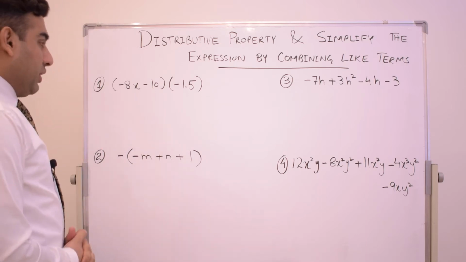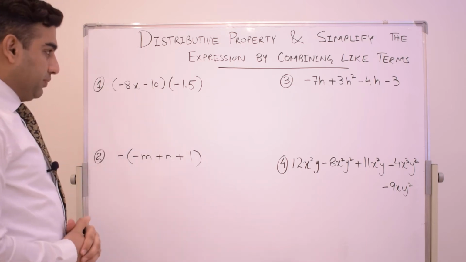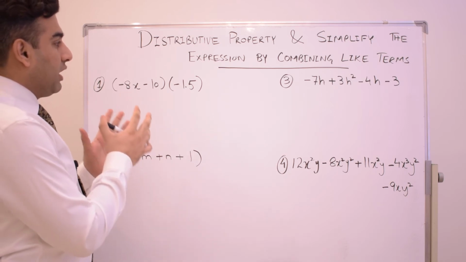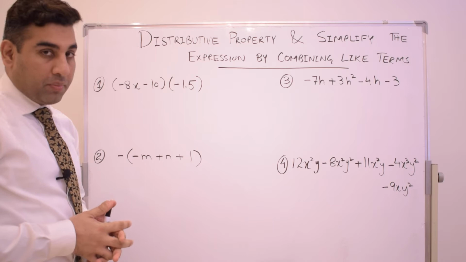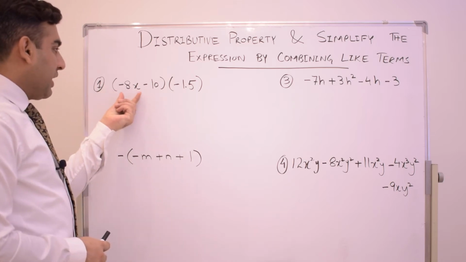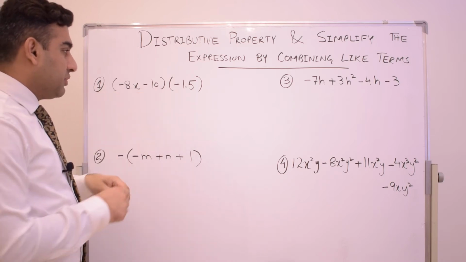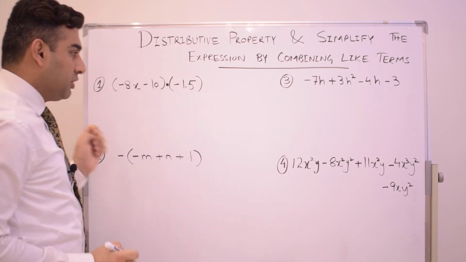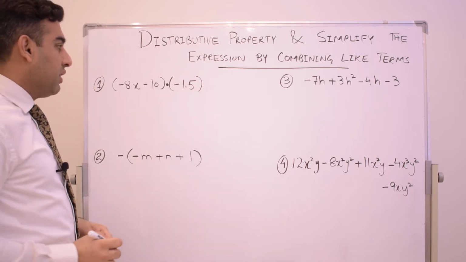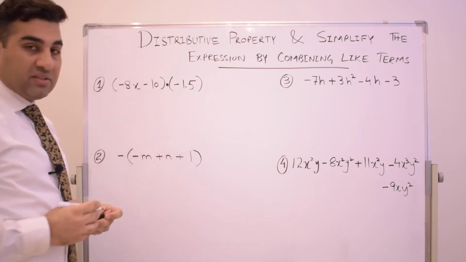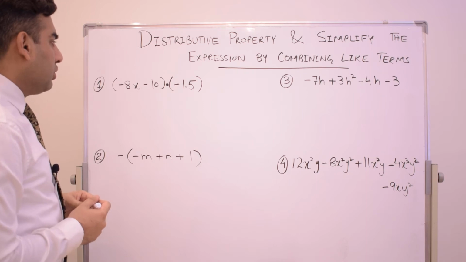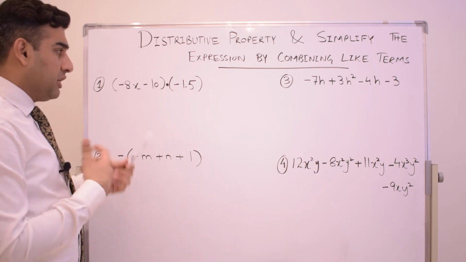Guys, in question number 1 and 2, I will tell you how we can use the distributive property. So question number 1, minus 8x minus 10 times, whenever there is no operation mentioned, it is understood to be multiplication, minus 1.5. So guys, these two parentheses are multiplying with each other. So how can I apply the distributive property?